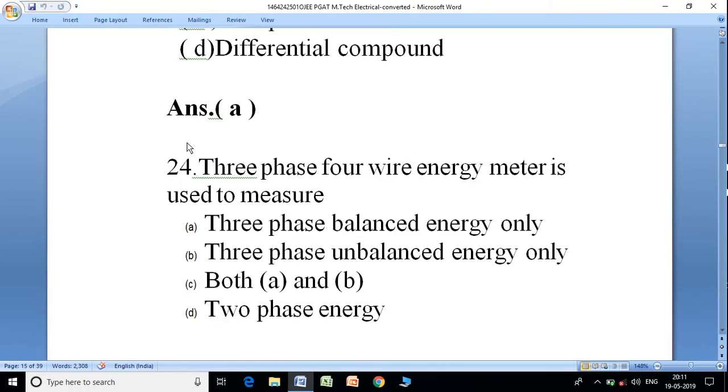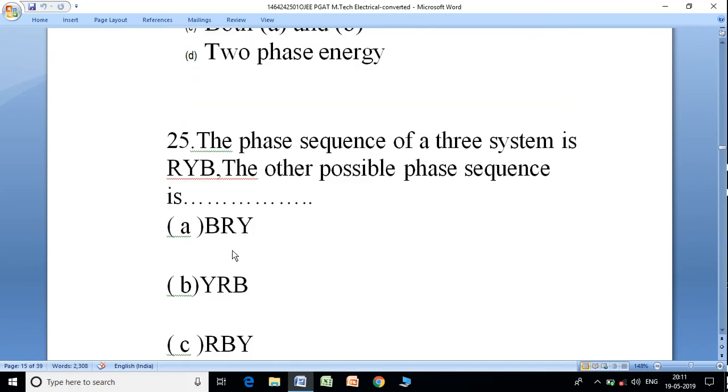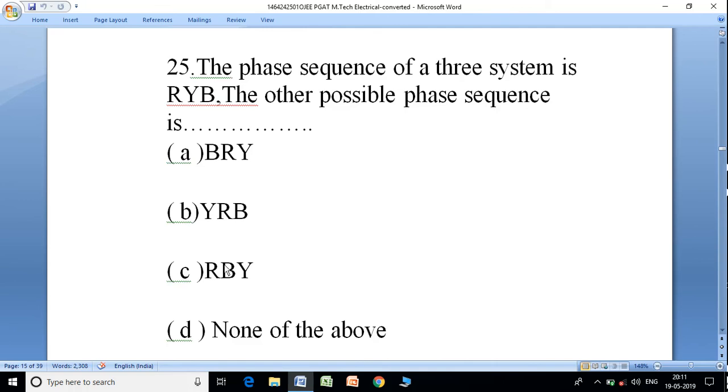Next question, the 3-phase 4-wire energy meter is used to measure 3-phase balanced energy only, 3-phase unbalanced energy only, or both A and B. So both A and B is the correct answer. The phase sequence of a three-phase system is RYB. So the other possible phase sequence, answer C is the correct answer, that is RBY.